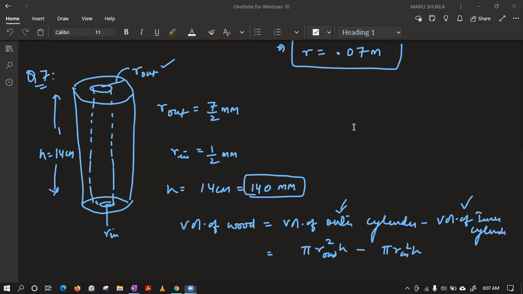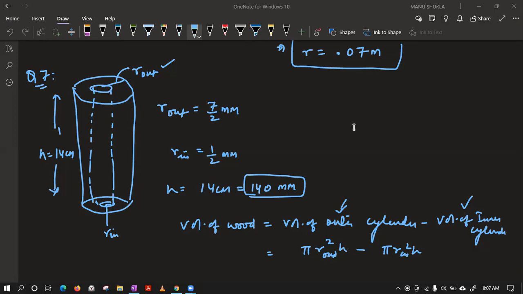Okay, let me discuss. The question was, a lead pencil consists of a cylinder of wood. So this outside is the wood portion. After that they are saying, okay, with a solid cylinder of graphite filled in the interior, the diameter of the pencil is 7 mm. So if the diameter is 7 mm, we can say the radius R out will be 7 upon 2 mm. Then the diameter of the graphite is 1 mm. So R in is 1 by 2 mm. If the length of the pencil is 14 centimeter, we have converted the length into mm. Then they are saying find the volume of wood and that of the graphite.